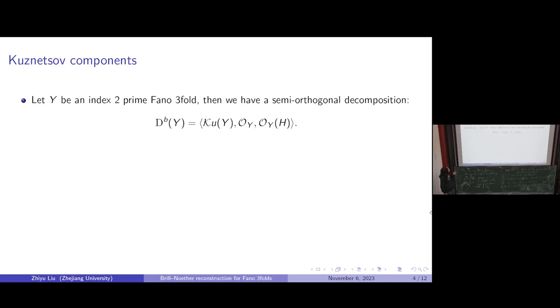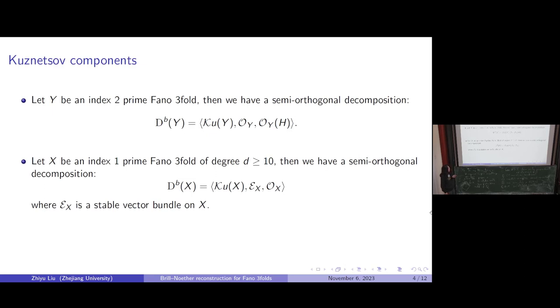For example, for the index 2 case, the semi-orthogonal decomposition is given by two exceptional line bundles: the structure sheaf and the generator of the Picard group. For the index 1 case, we restrict ourselves to degree at least 10. Then we also have a length 2 exceptional collection, given by the structure sheaf and a stable bundle called the Mukai bundle. It is proved by Mukai, and by a recent result of Kuznetsov and others, that this bundle exists and is unique on X in some sense.